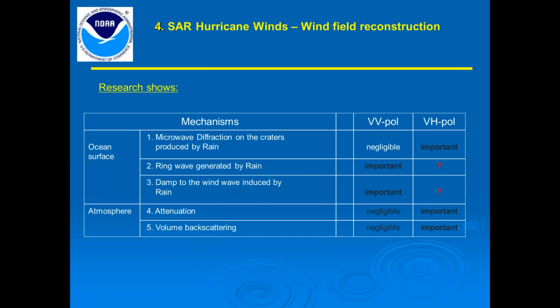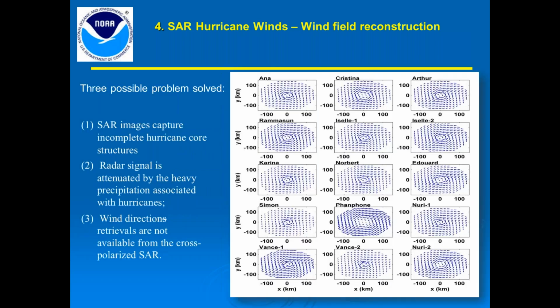So this slide shows the theory behind all this. We look at the rain, the rain waves, and the composite ocean surface to figure out which backscattering mechanism dominates under which conditions. So I won't go into detail.